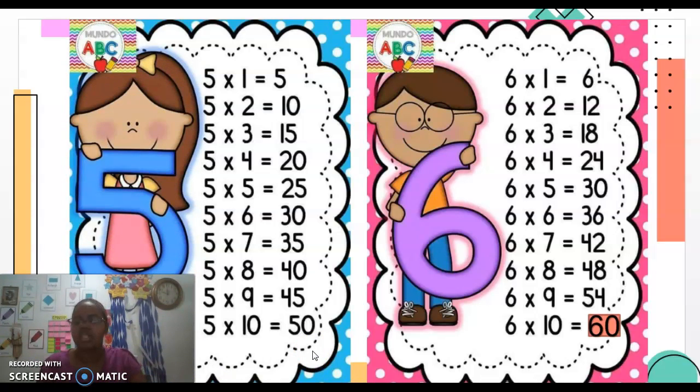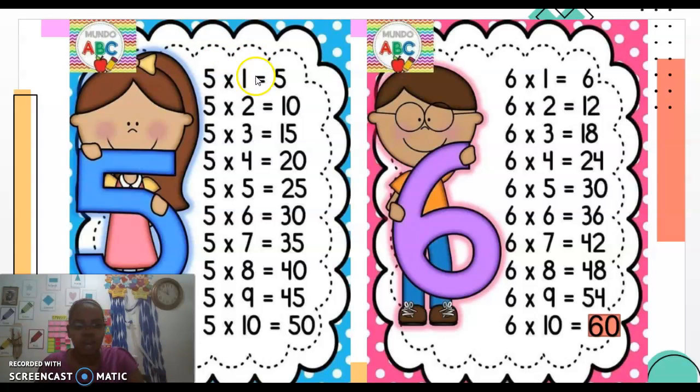What you're going to do is that in your notebook, you're going to copy the 5 times table in one page and the 6 times table in another page. For example, in one page, imagine that this one is the page. So here you're going to write the 5 times table and you're going to leave one space here. Then you're going to turn your notebook and in the other page you're going to copy the 6 times table and the same as on the 5 times, you're going to leave one space here.